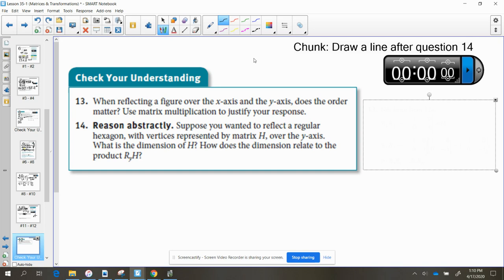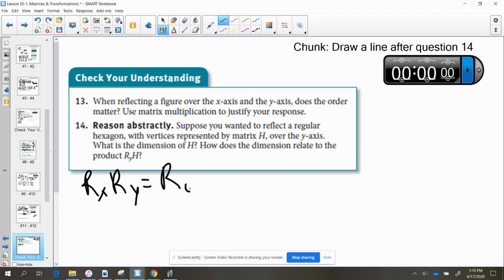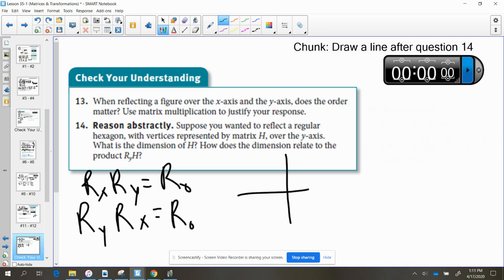I'm going to skip 13 for a second, but for 14, does it matter if we reflect over the x and then y to get the reflection over the origin, or could we reflect over the y and then the x to get the reflection over the origin? The answer is it does not matter, because whether I start here and go reflect over x, then reflect over y, or if I go this way where I reflect over y and then reflect over x, no matter what, I'm ending in that same location. So either way you write this is reflection over the origin.